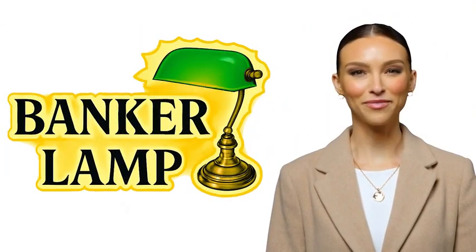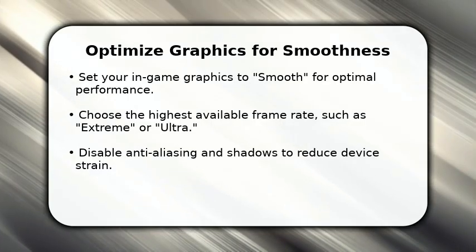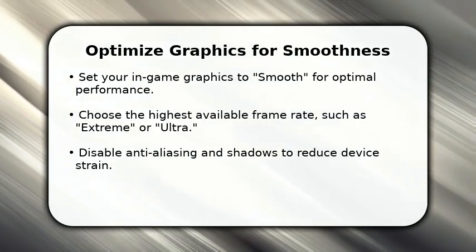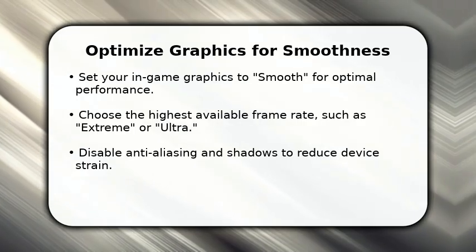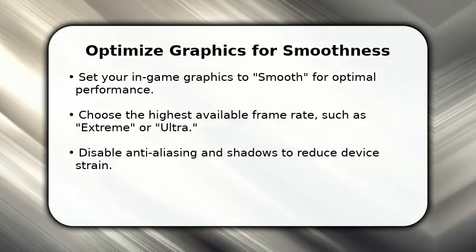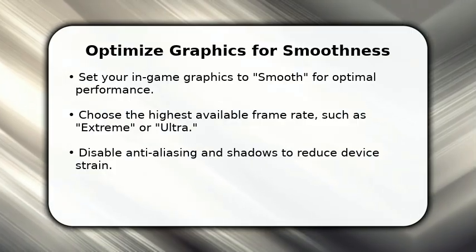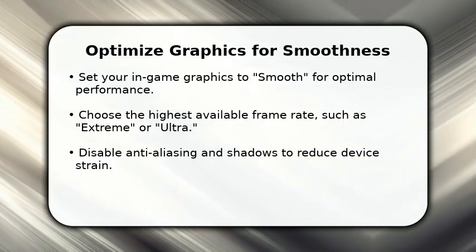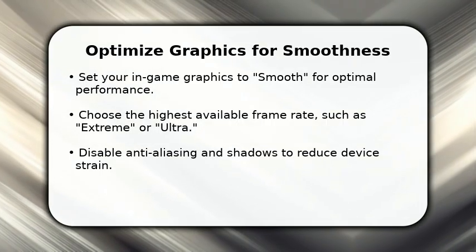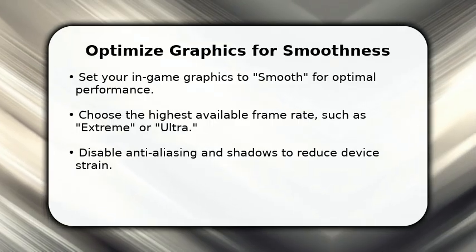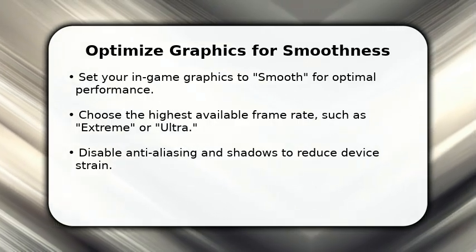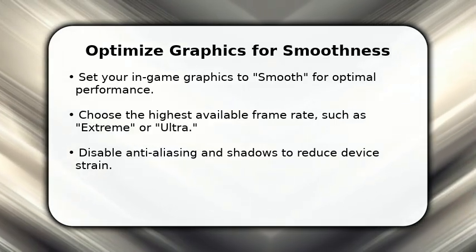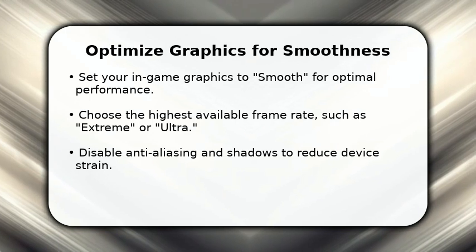Please enjoy the video. In this video, I will explain how to play PUBG Mobile without lag. First, let's dive into your in-game graphics settings. For the smoothest experience on a 2GB RAM device, always set your graphics to smooth. This significantly reduces the visual load. Next, select the highest frame rate option your device offers, like Extreme or Ultra, to ensure fluid animations. Also, remember to disable anti-aliasing and shadows, as these features consume valuable processing power.